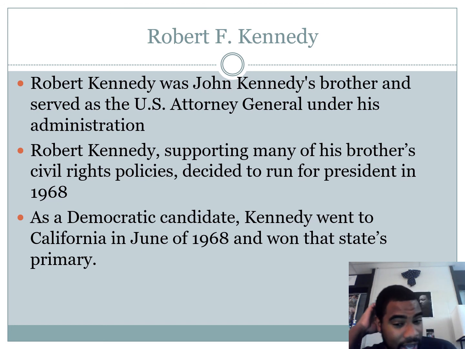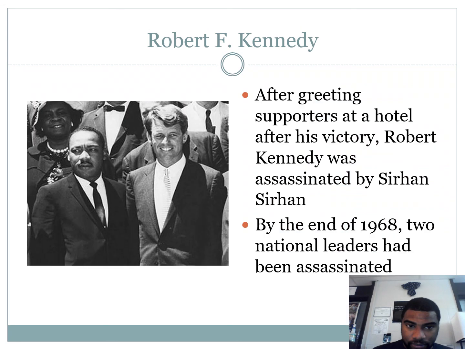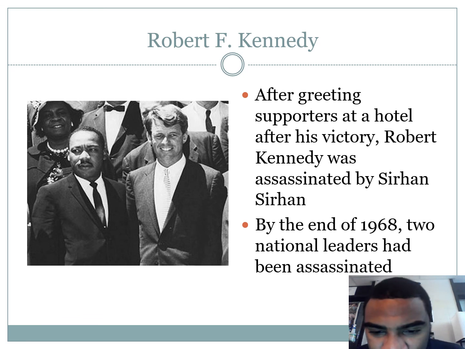As a Democratic candidate, Kennedy went to California in June of 1968 and won that state's primary. All right. After greeting supporters at a hotel after his victory, Robert Kennedy was assassinated by Sirhan Sirhan. By the end of 1968, two national leaders had been assassinated.